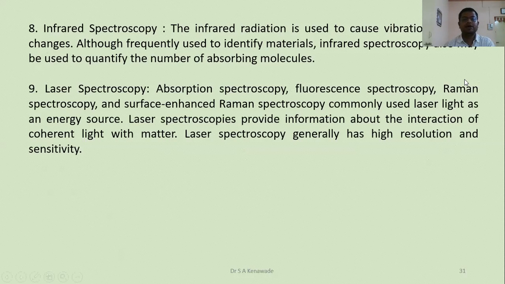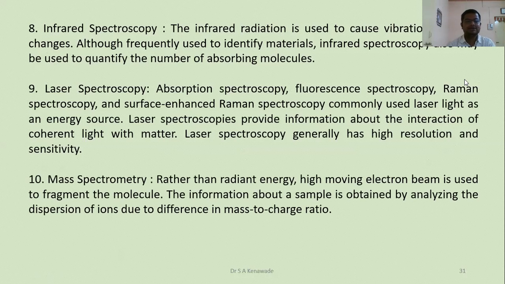Laser spectroscopy, absorption spectroscopy, fluorescence spectroscopy, Raman spectroscopy, and surface enhanced Raman spectroscopy commonly use laser light as the energy source, so it is called laser spectroscopy. Laser spectroscopy provides information about the interaction of coherent light with matter. Laser spectroscopy generally has high resolution and sensitivity.